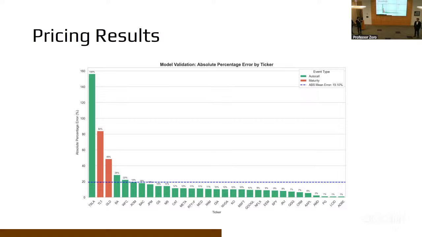Something I also want to highlight is that for all of these contracts, we created a sort of arbitrary contract, which all had the same auto call barrier.